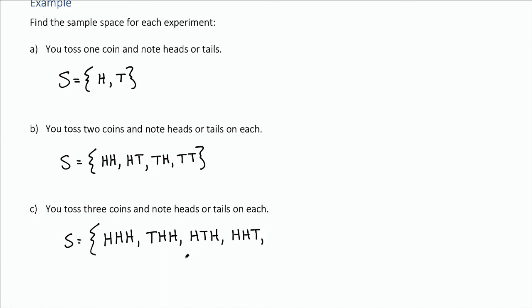Okay, then we might have two tails and one heads. And in that case, that one heads could be, again, any of the three coins. So it could be heads, tails, tails, or tails, heads, tails, or tails, tails, heads. And finally, our last possibility is that we get all tails. Tails, tails, tails. So those are our sample spaces.